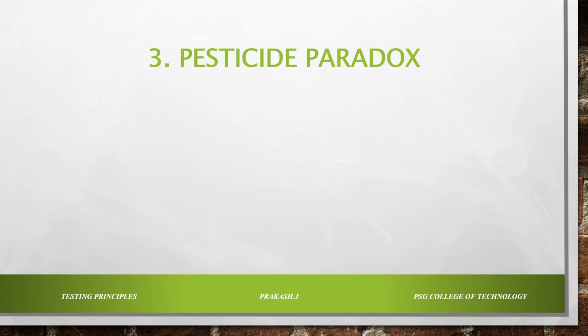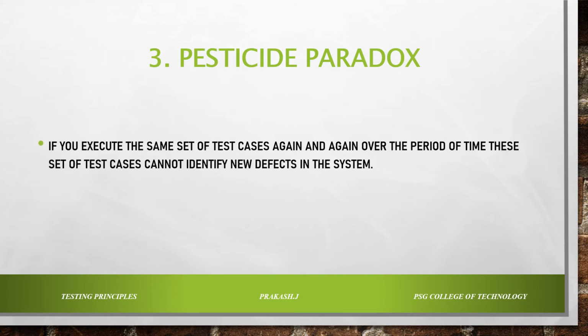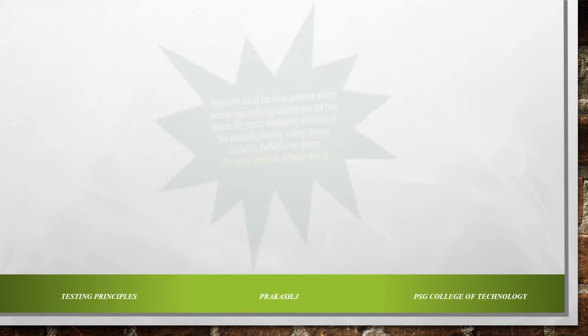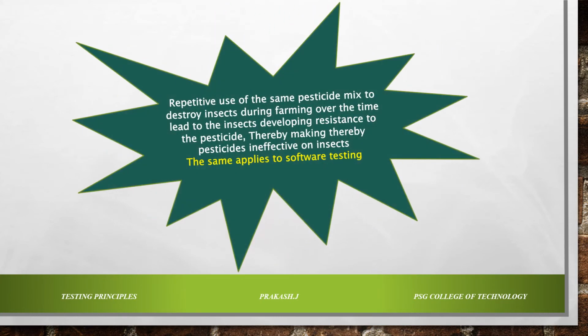The next principle is the pesticide paradox. This says that when you keep executing the same test case again and again over a period of time, it will stop detecting and will not identify new defects. To overcome this, you have to keep reviewing the test cases that you have written and keep updating them, and only then can you find more and more defects. Let us consider an example of using pesticides in the agriculture field.